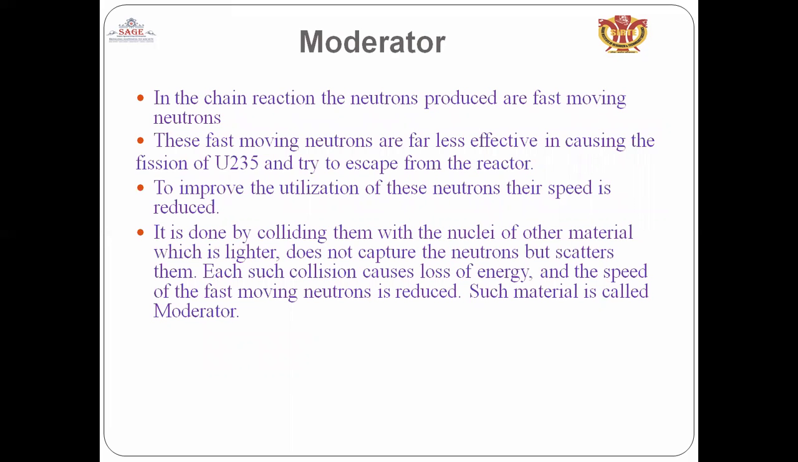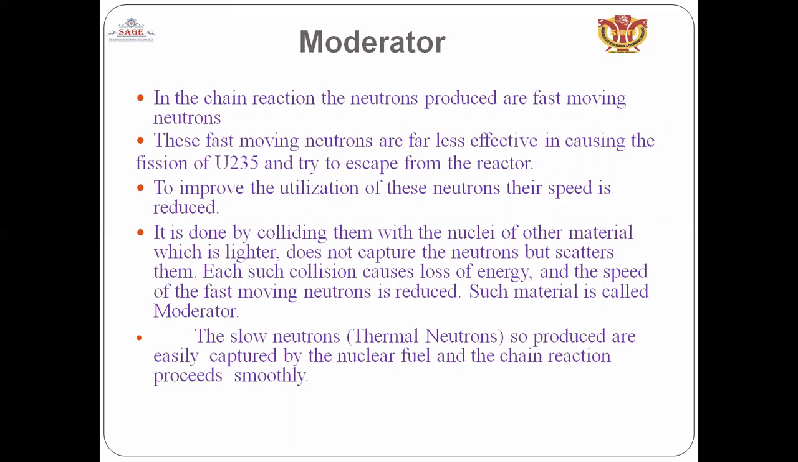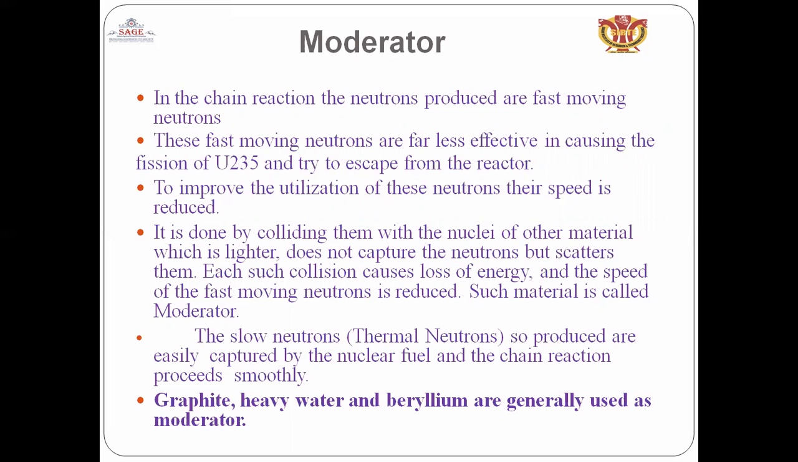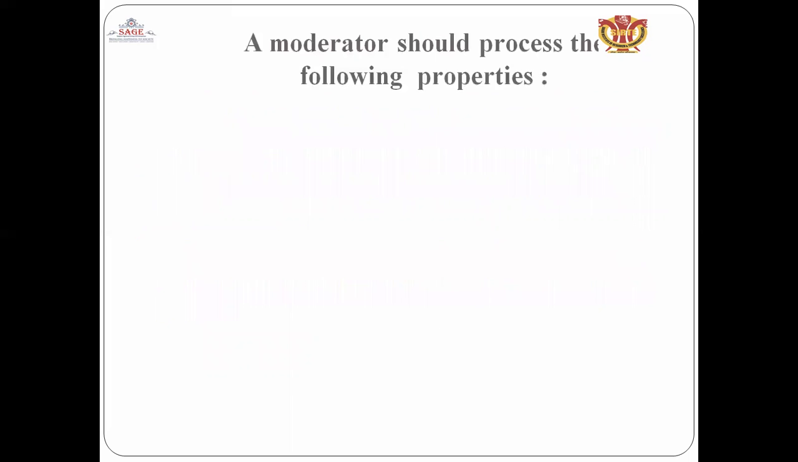Each such collision causes loss of energy, and the speed of the fast-moving neutron is reduced, and such a material is called a moderator. The slow neutrons, thermal neutrons, produced are easily captured by the nuclear fuel, and the chain reaction proceeds smoothly. Graphite, heavy water, and beryllium are generally used as a moderator.